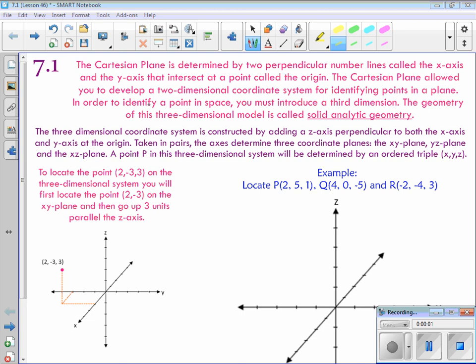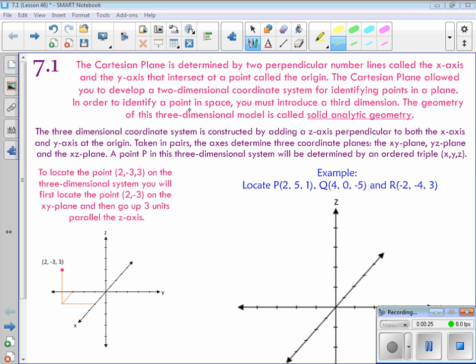Okay, the Cartesian plane is determined by two perpendicular number lines called the x and y axis, and they intersect at the origin. So that's what we've been doing before, right? Where we just have the x-axis, well, this way, and the y-axis, and that was it. Now what we're going to do is some three-dimensional stuff. So that Cartesian plane allowed you to have two-dimensional coordinate systems for identifying points in a plane.